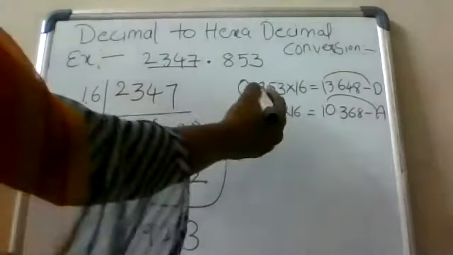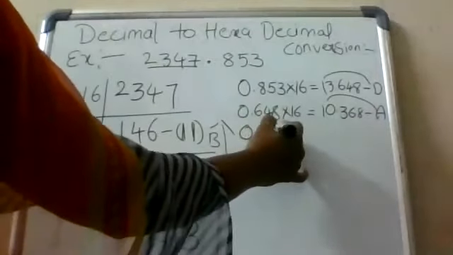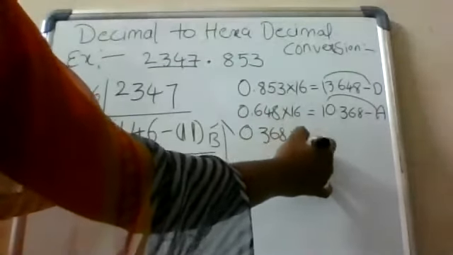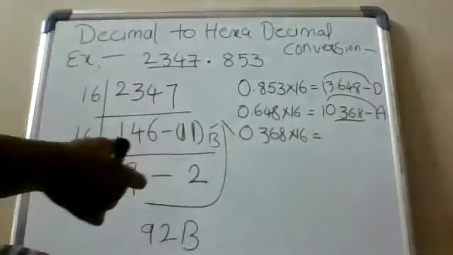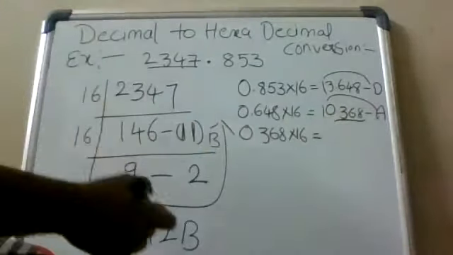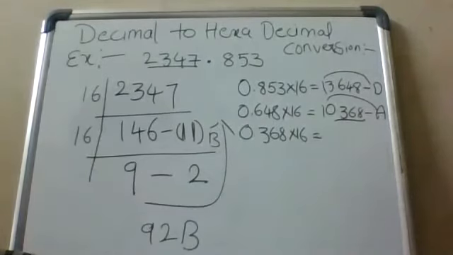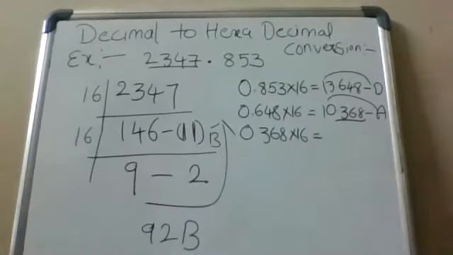Next, 0.368 multiplied by 16. We get 5.888. What is the remainder? 5.